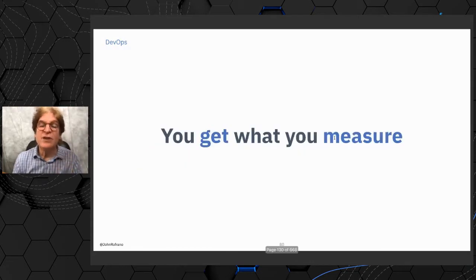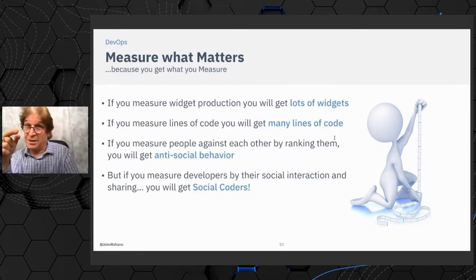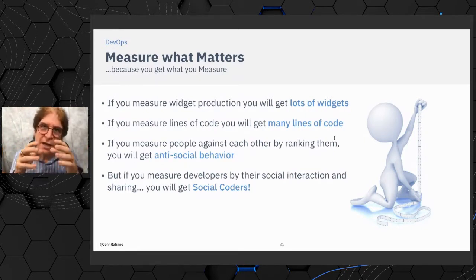You get what you measure. So you measure widgets, you get lots of widgets. You measure lines of code, semicolons all the way down. Lots of lines of code. Are they good lines of code? Who knows? I get paid by the KLOC. I got lots of lines of code. You measure people by ranking them against each other, and a lot of companies do this, you get antisocial behavior. Where is the sense in me helping my peer do better so they get the raise that I wanted? How come companies can't figure this out? I don't get it.